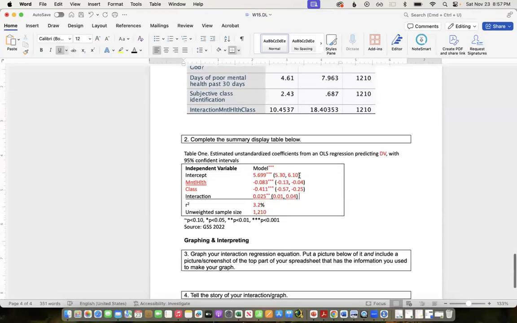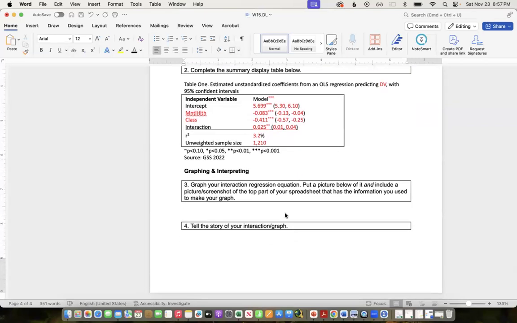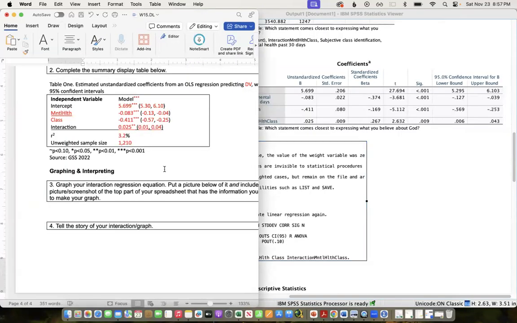Okay, so now I'm going to graph it. Mental health is days of poor mental health in the past 30 days, 0 to 30, and class is four categories: lower, working, middle, and upper. And so I can choose what kind of graph I want to do. What I'm going to do is put mental health on the x-axis since it goes from 0 to 30, and then I'm going to use four lines and show each of the different classes.